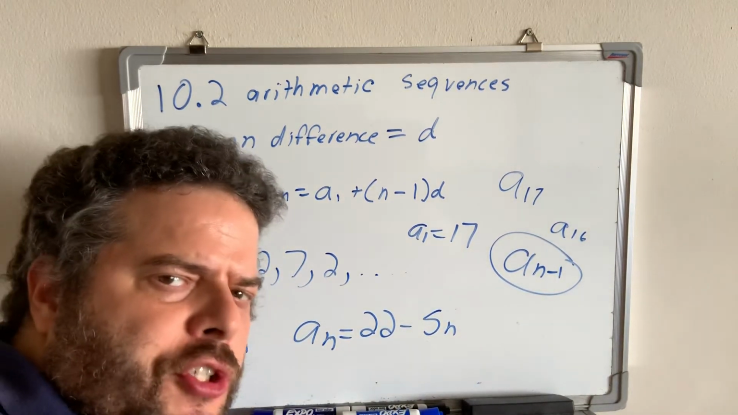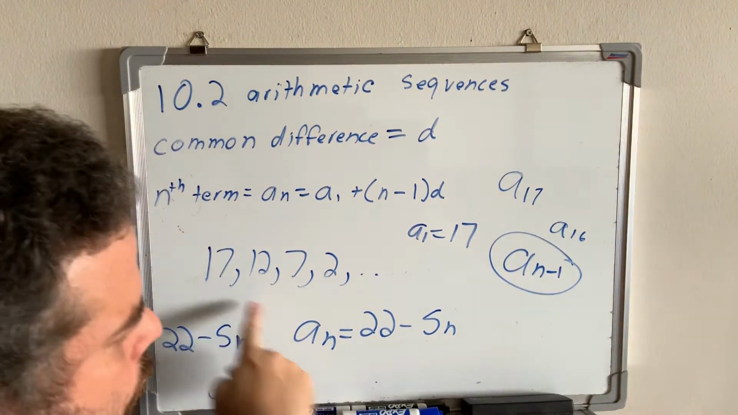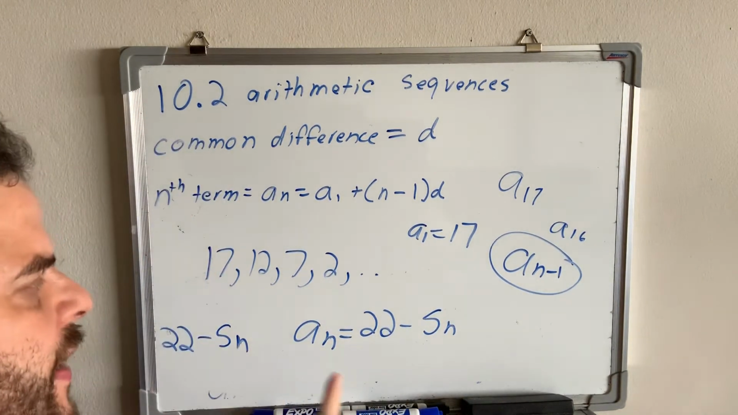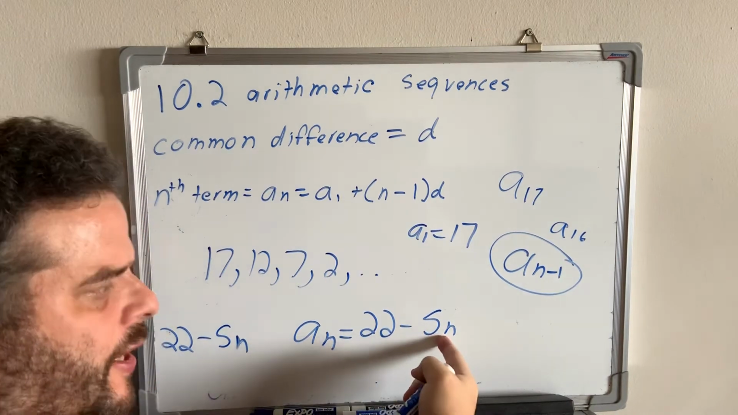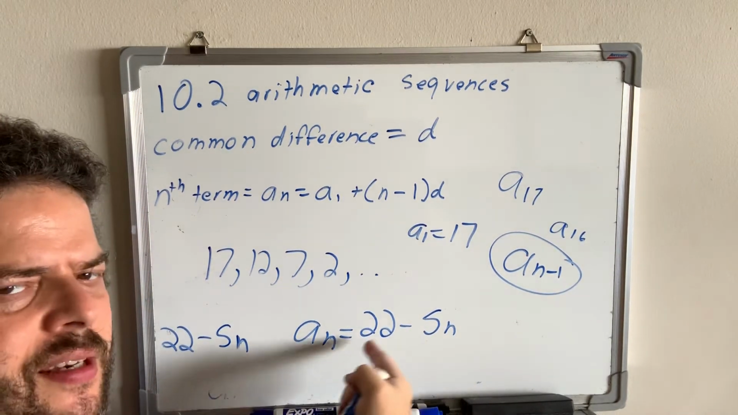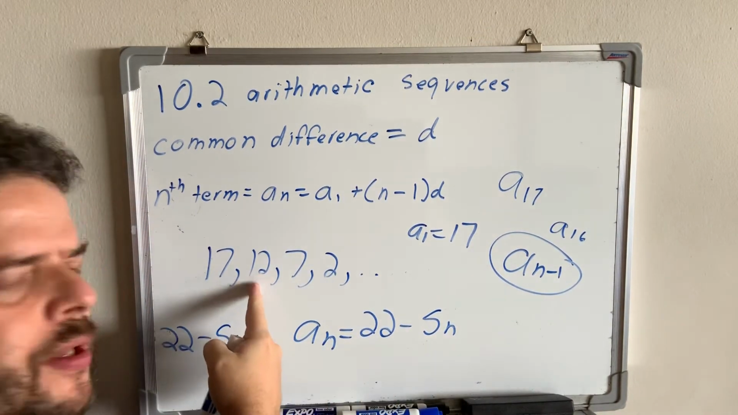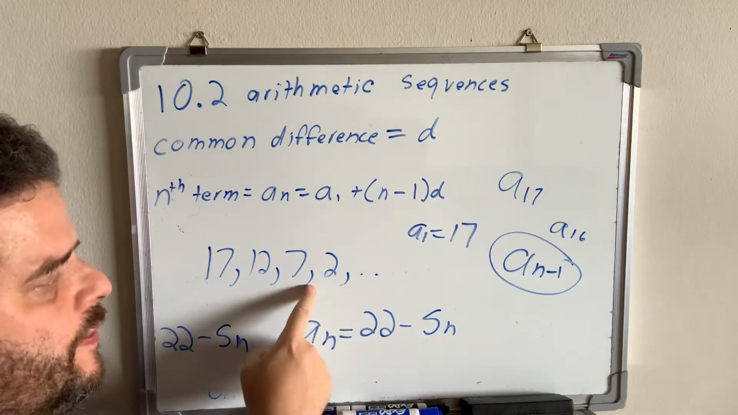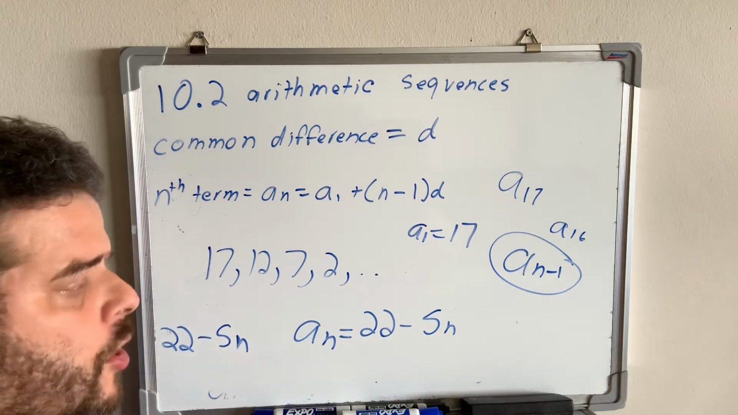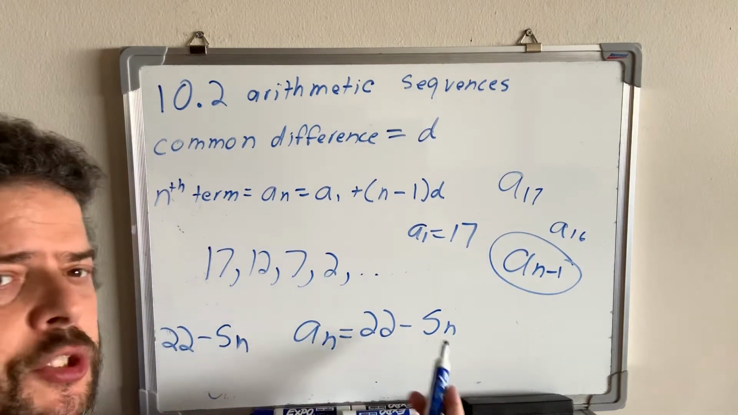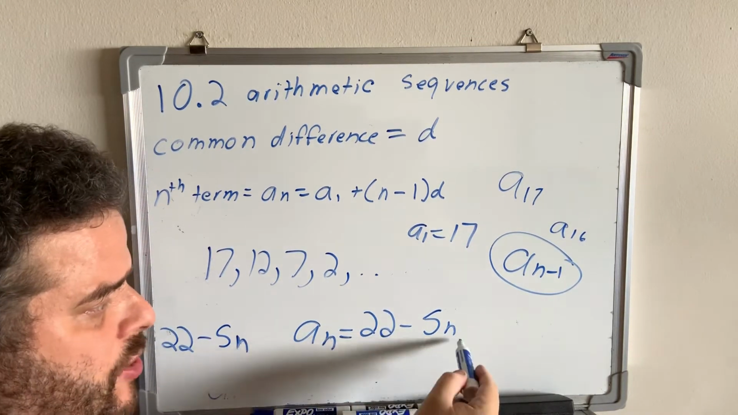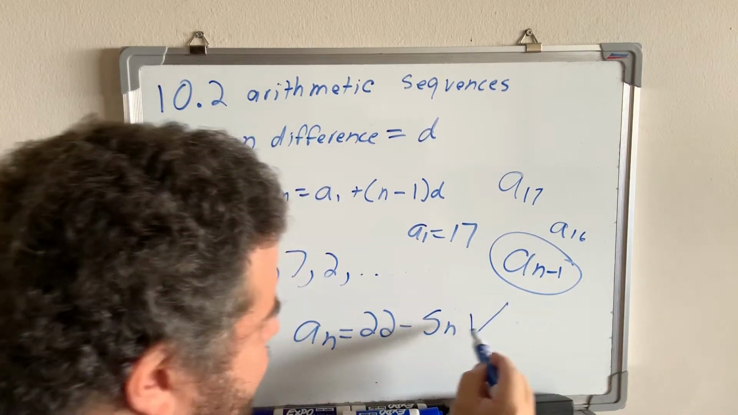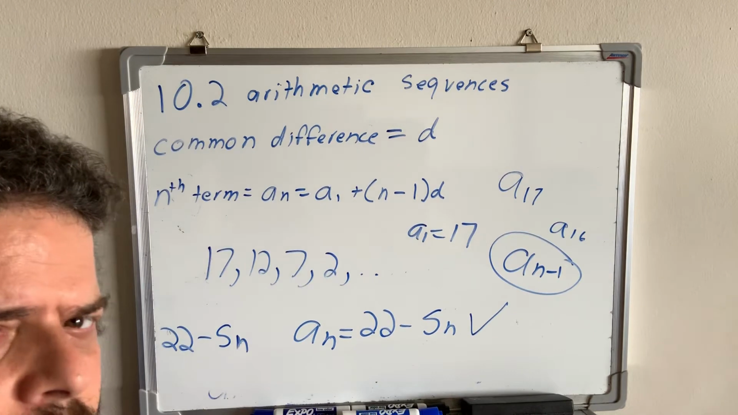Remember that my first term was 17. So if I plug in a 1 here, 22 minus 5 is 17. My second term is 12. When I plug in a 2 here, this becomes negative 10. 22 minus 10 is 12. 3 gives me negative 15. 22 minus 15 is 7, and so on. So you can actually confirm that you got your explicit formula correct by just plugging in particular values and confirming. So that's it for my explicit formula.